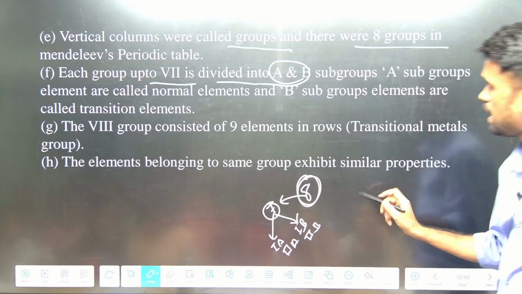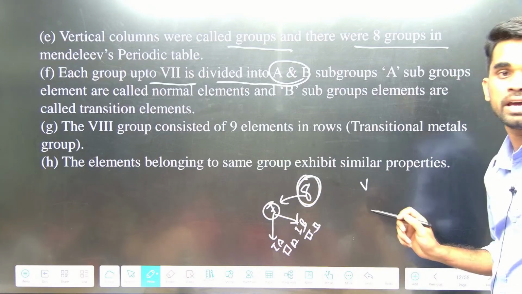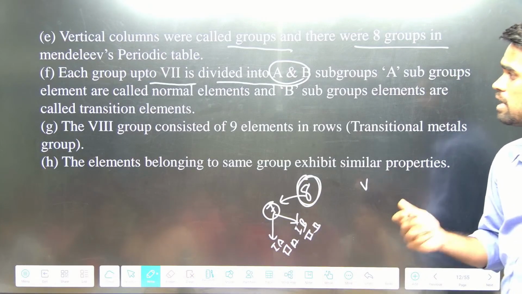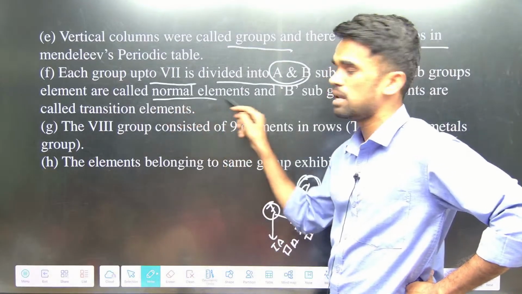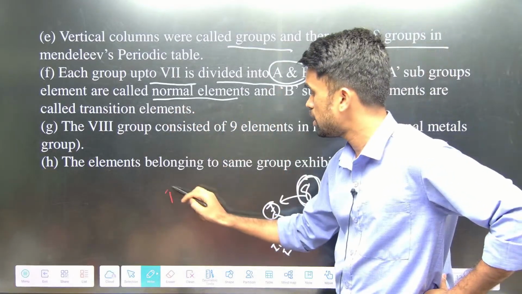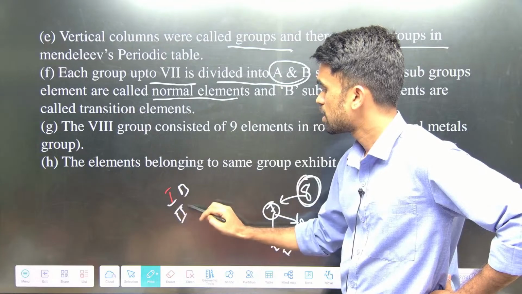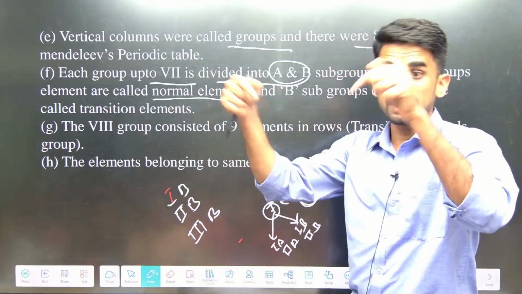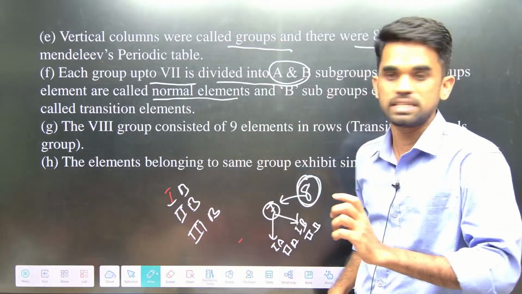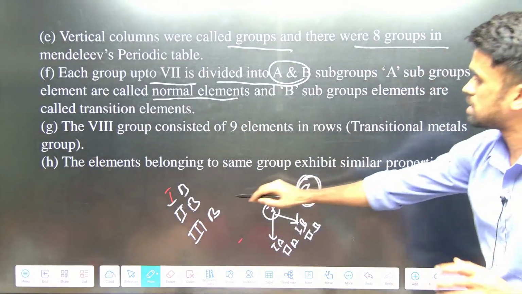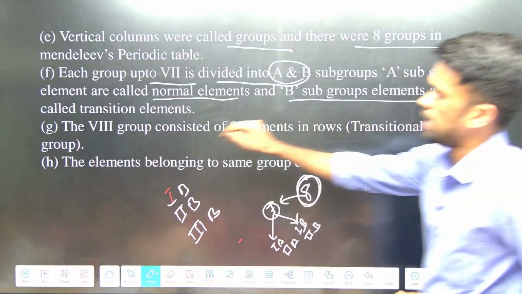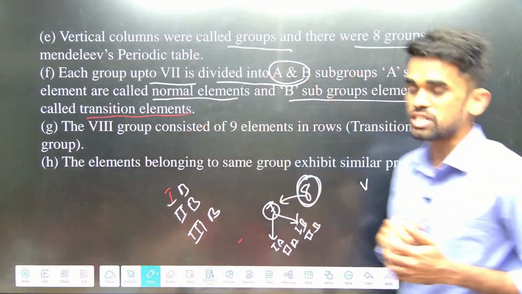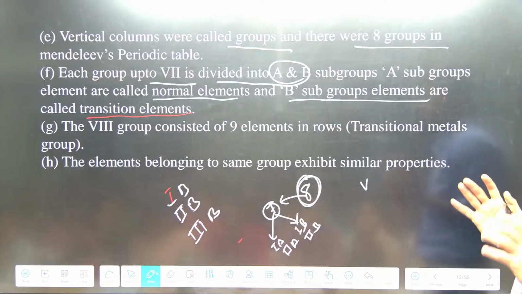Now these A groups, like 1A, 2A, 3A, 4A, like that, are called normal elements. But 1B, 2B, 3B, like these things, you will be seeing even now in the periodic table as transition elements. So these B subgroup elements are called what? Transition elements. Now I will show you the periodic table later.